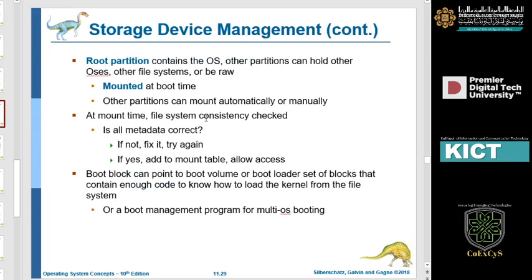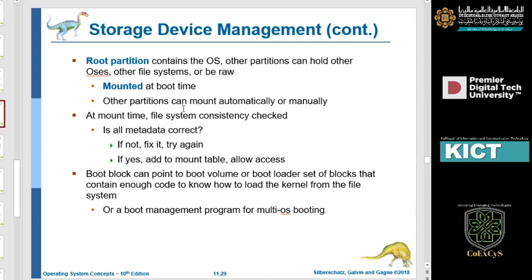Now the root partition contains the operating system. Other partitions can hold other operating systems, file systems, or can be a raw partition that keeps data. These partitions are mounted when you boot the machine. Other partitions can either be mounted automatically by the operating system or manually mounted.